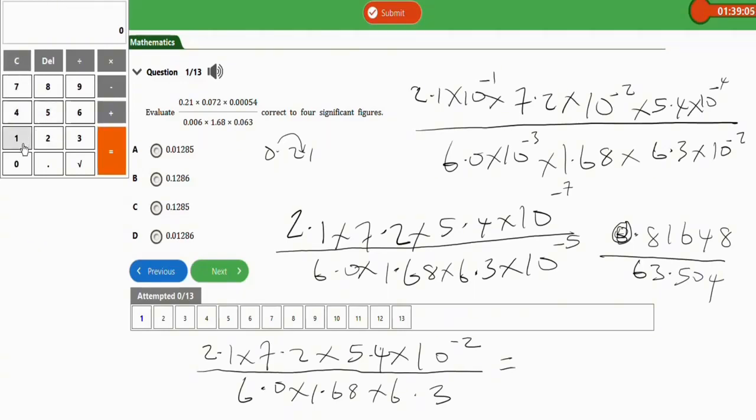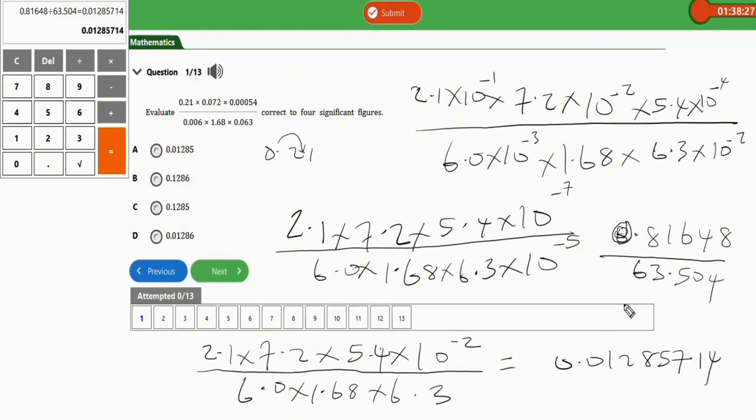So we have 0.81648 divided by 63.504. What's the output? So we have this, 0.012857. So let's write it down. We have it to be 0.01285714. We also round up to 4 significant figures.